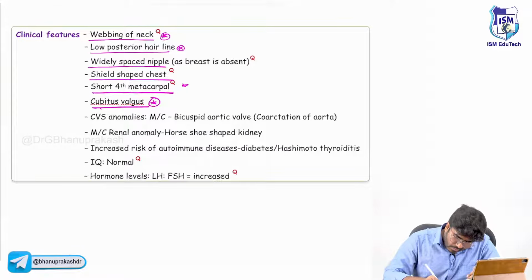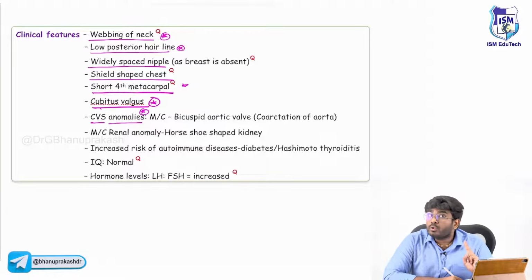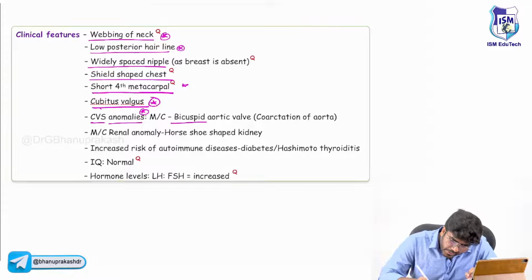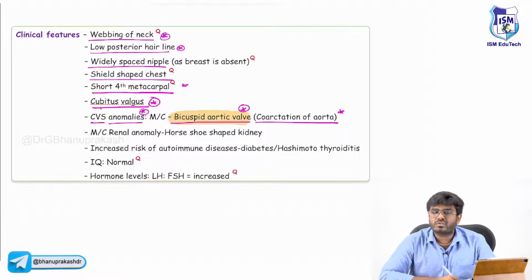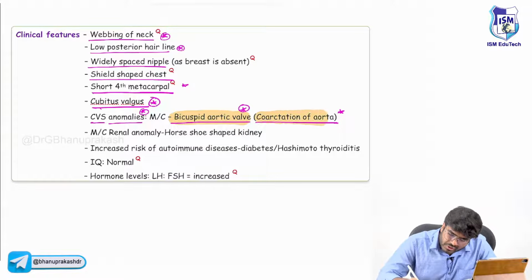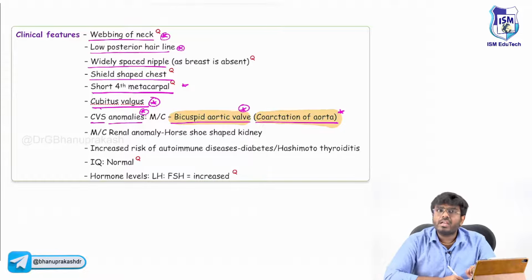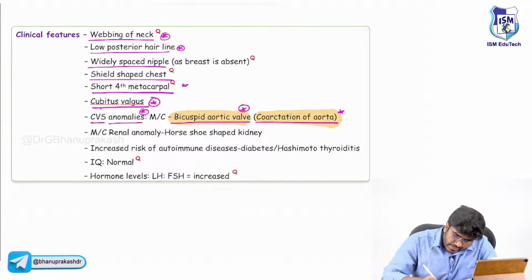Now, MCQs. What are the serious anomalies that are seen? The most common serious anomalies are two. One is the bicuspid aortic valve and the other is coarctation of aorta. These are the two serious anomalies that are seen. Bicuspid aortic valve is associated with Turner's, true, and coarctation of aorta. Renal anomalies: Turner females can develop horseshoe kidney, true.